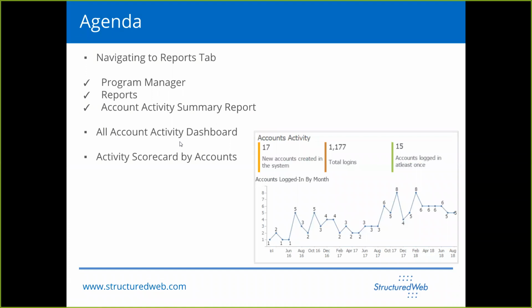Okay, so the agenda for today's training would include navigating to the Reports tab. In order to get these reports, we would need to go into the Program Manager scope of the platform, click on the Reports tab, and then there is a drop menu which would show you the Account Activity Summary Reports. The reports that this would include, and I will go over this in a little more detail as the training goes on, would be the All Account Activity Dashboard and the Activity Scorecard by Accounts. Without any questions, I will go ahead and proceed with training.